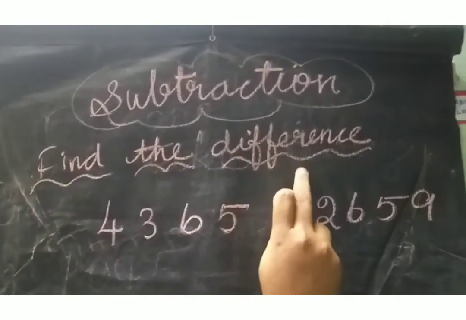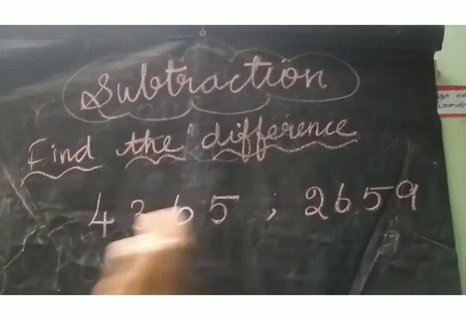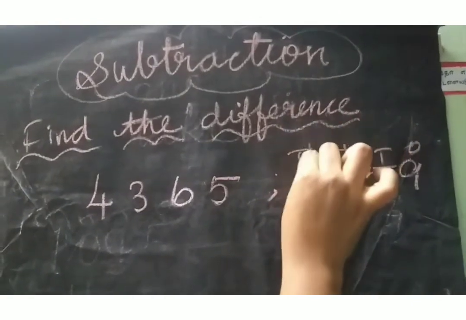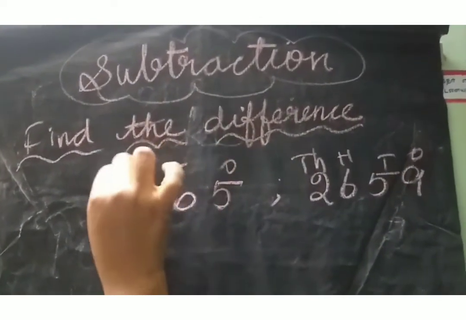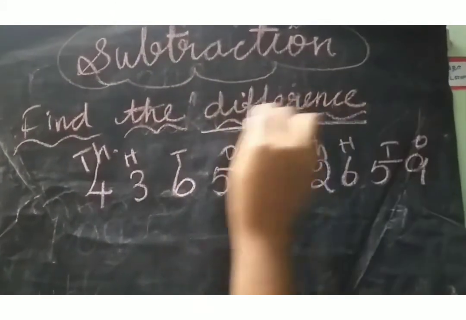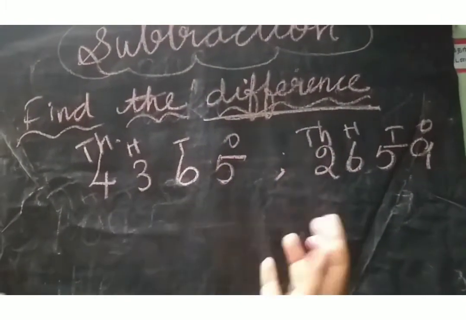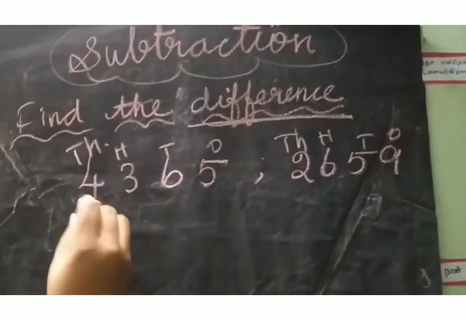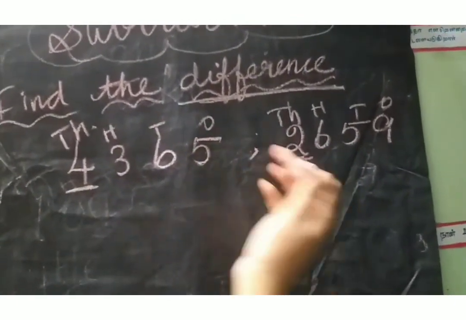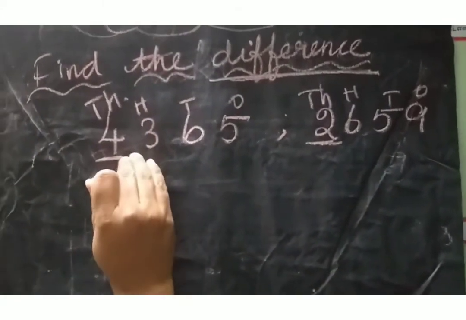Next sum, the same subtraction but a different heading. Find the difference. Here two numbers are given. So immediately you should write the ones, tens, hundreds, thousands. So the question is find the difference. You should find out here which is the greatest number. You should check the first number, that is the thousands place. Here 4, 2. And here which is the greatest number? 4,000, isn't it? 4,000 is the greatest number.